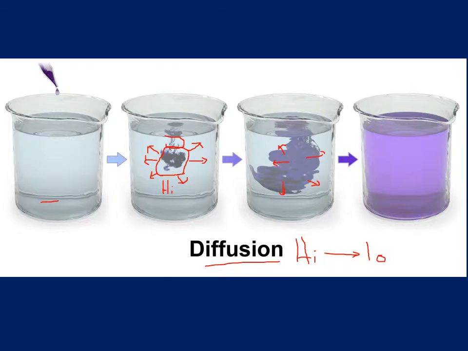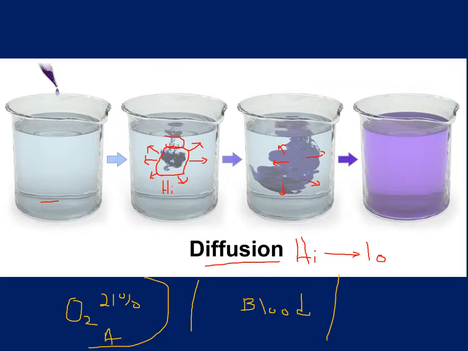So if we had oxygen, for example, when we breathe it in, the air that we breathe in is 21% oxygen, and our blood is going to have no or little oxygen. So this is going to be the alveoli, and this will be the capillary. So we're going to set up a situation where we have lots of oxygen in the alveoli, and it's going to diffuse from a high concentration to a low concentration.